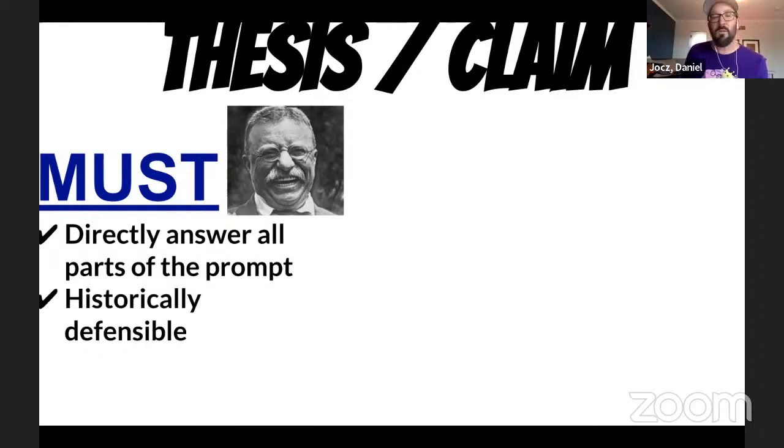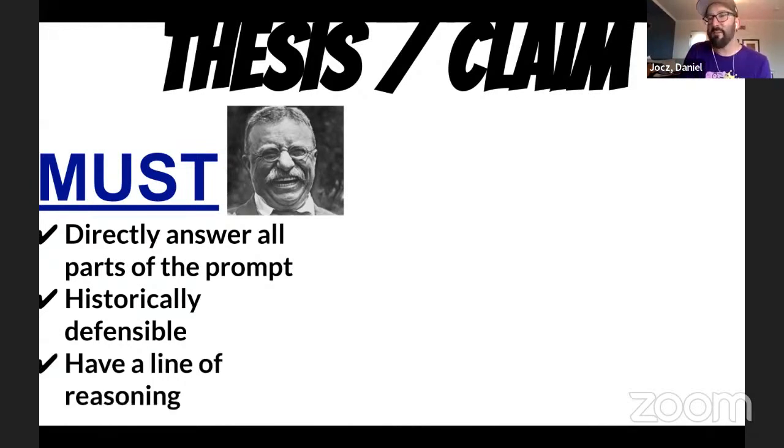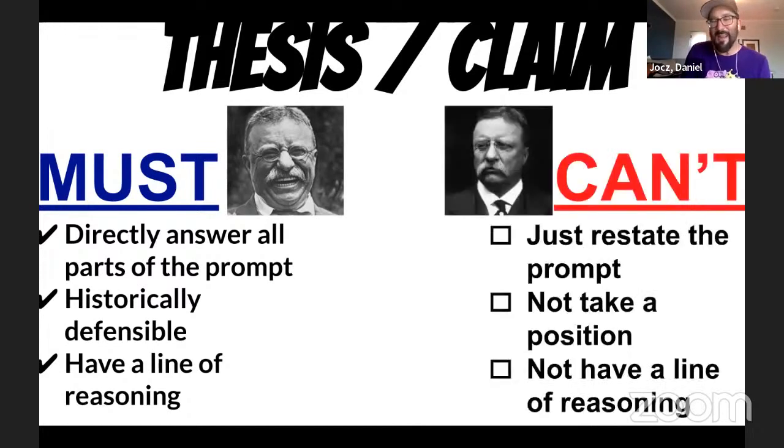It must be historically defensible. So you can't just kind of restate the prompt. You've got to have something that you could defend with evidence. And you must have a line of reasoning. And I'm going to show you what all these look like in relation to the conservative movement that we are looking at today. So it can't just restate the prompt. You can't not take a position, and you better have a line of reasoning. If you don't, you won't get the point. And I can't tell you how often I've read essays where they think they have a thesis, but it ain't it. And we want to avoid that.